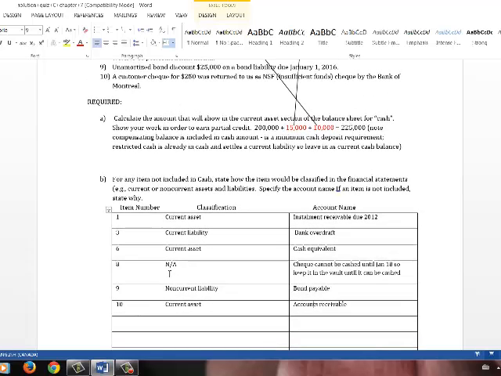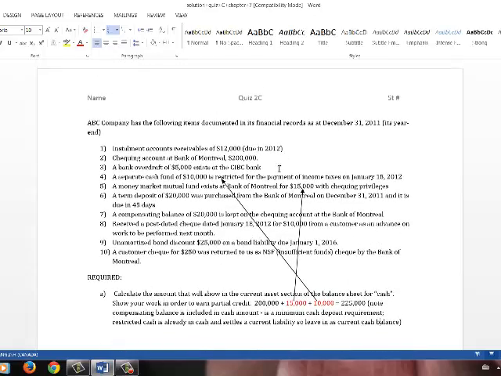So hopefully this has helped you to understand which items go in your current asset cash balance and which don't, and for those that don't, where they might be classified or how they'd be handled, including any of your compensating balances. So this concludes our video on this short quiz.